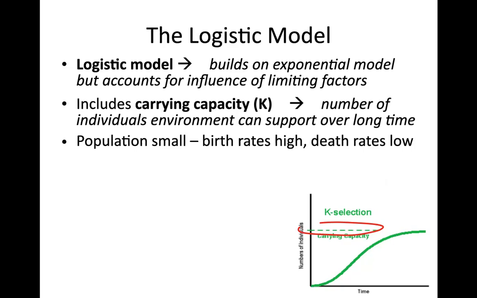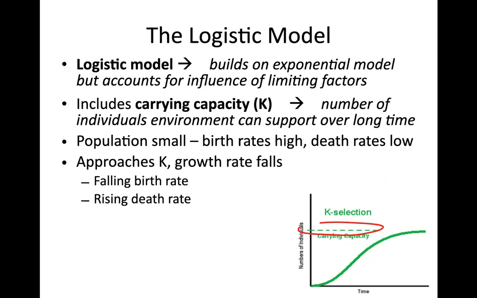For a small population, the birth rates are going to be high and death rates are going to be low. As the population approaches K, the growth rate is going to start to fall because the birth rate is going to start to decrease, but you're also going to have an increase in death rate. It makes sense if you think about it: the older a population is, the more older individuals reach the end of their life and start dying. So this is called logistic growth. This is a more accurate model for population growth.